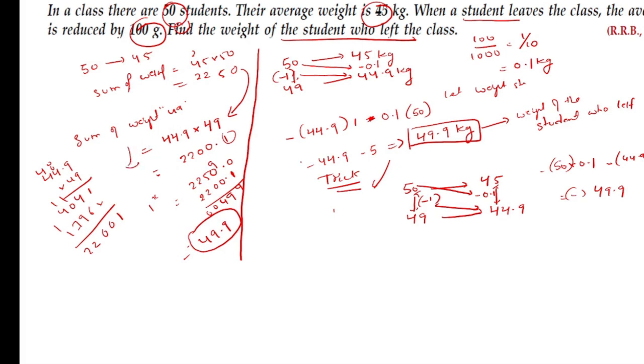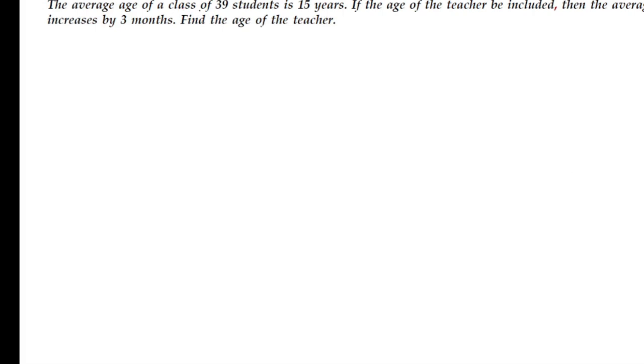So let's see another example of the same kind. Here the given is the average age of a class of 39 students is 15 years. So the 39 students' average is 15 years. If the age of the teacher is included, that means one person is added, so the number of observations becomes 40. And then the average age increases by 3 months. 3 months means, since the age is calculated in years, 3 by 12, it is 1 by 4, that is 0.25. So the average is increased to 15.25. That is, I can say plus 1 by 4 is increased, and this one is plus 1.